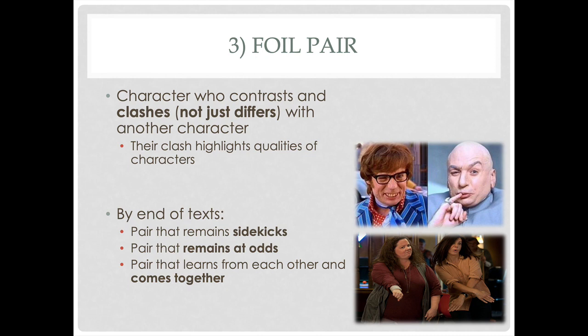And so then we subdivide this a little bit, and we see that foil pairs work in different ways throughout texts. So we could have a foil pair that is the hero and its sidekick. We could have a foil pair that goes throughout the entire text and remains at odds, meaning they don't like each other at the beginning and they don't like each other at the end. Or we could have a foil pair that starts off as a foil pair and contrasts, but by the end of the text they have learned from each other and they come together. They become more friendly. They might even absorb some of each other's qualities.